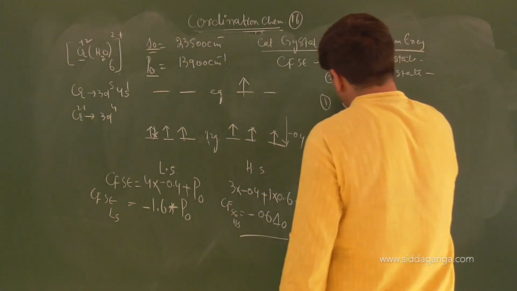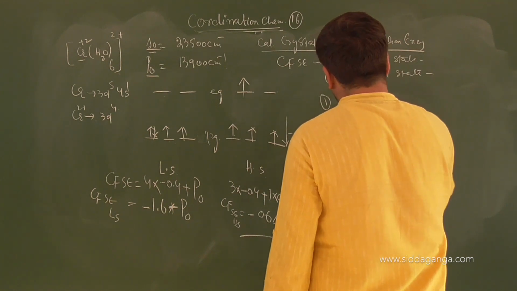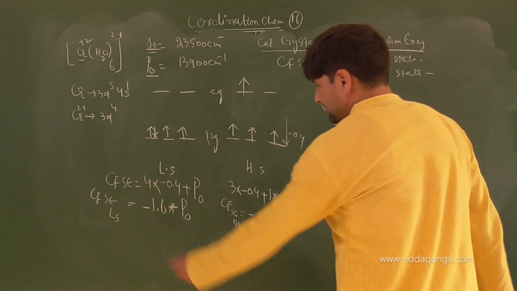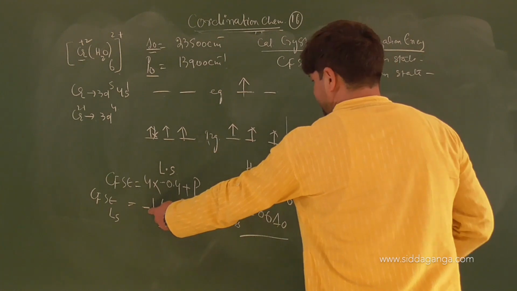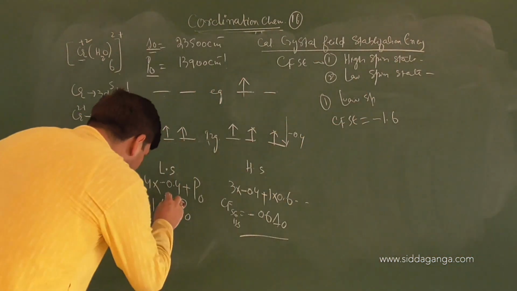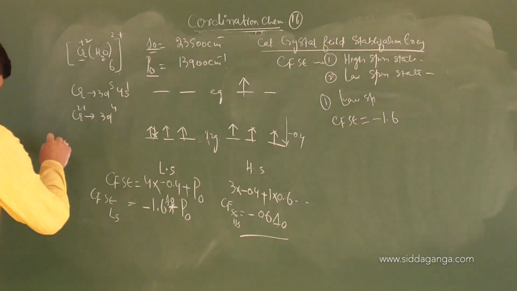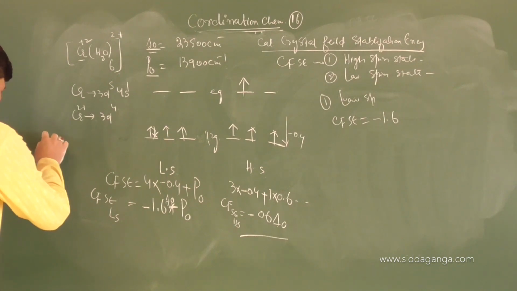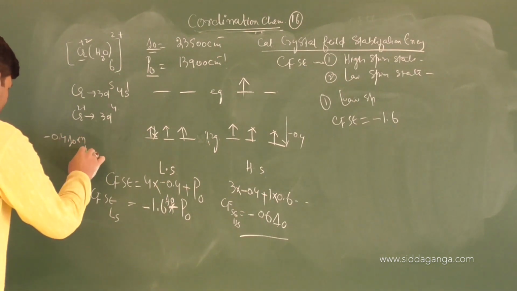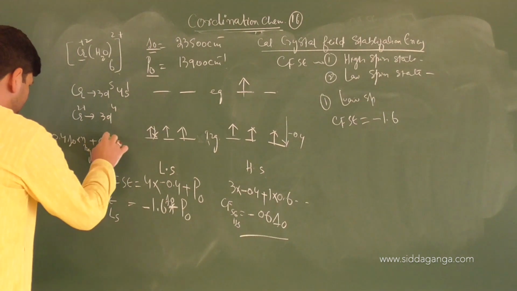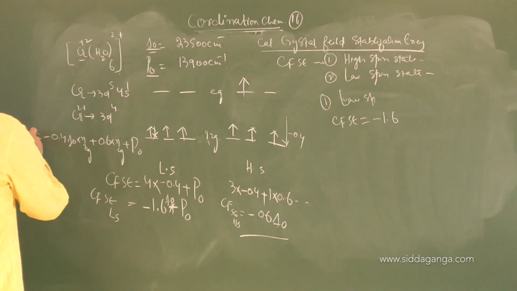First one. So high spin state or low spin state, CFSE equals what? Low spin state, minus 1.6 plus pairing energy. So that will make it minus 1.6 of delta 0. What is the formula for CFSE calculation? The formula is minus 0.4 of delta 0 into the number of electrons in T2G plus 0.6 into the number of electrons in EG plus pairing energy.